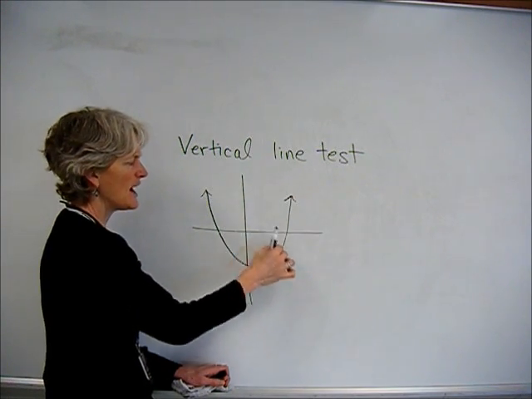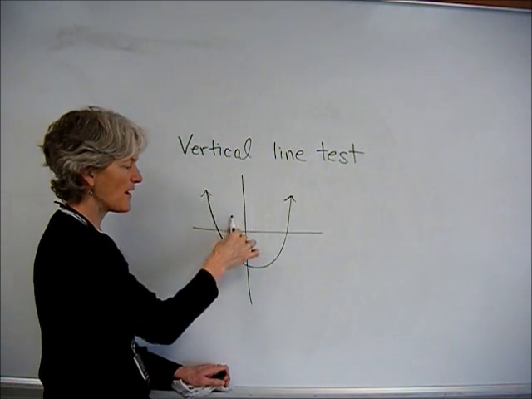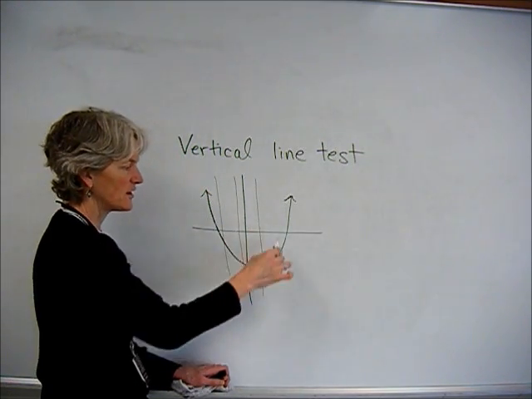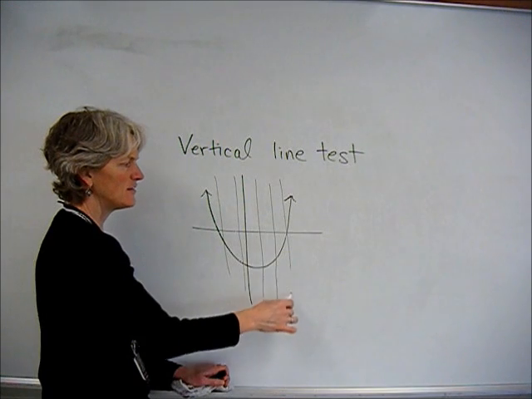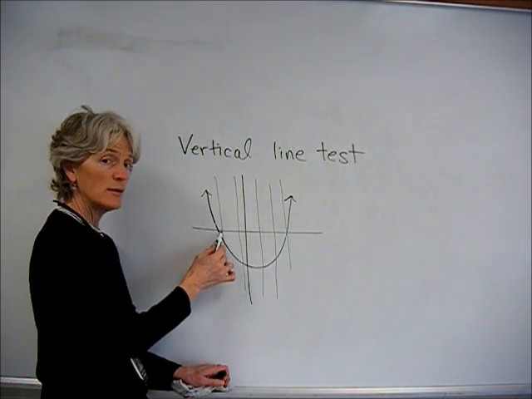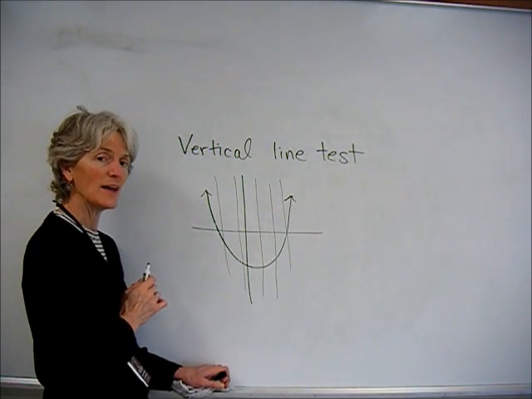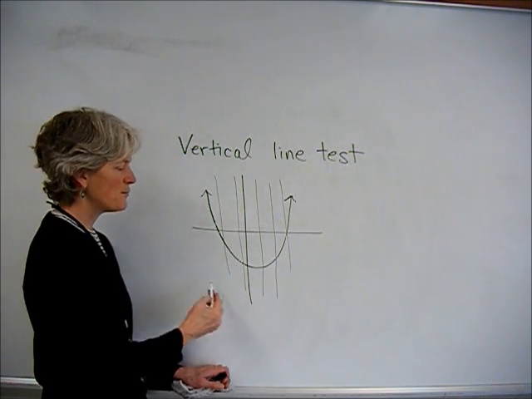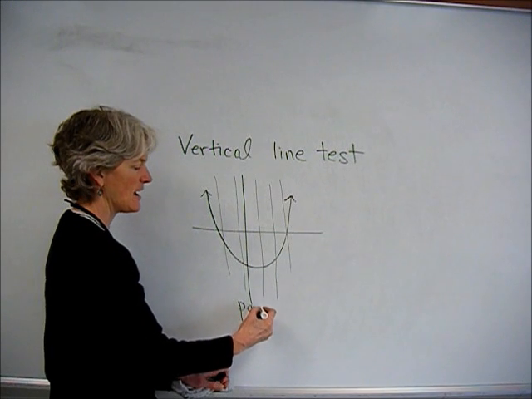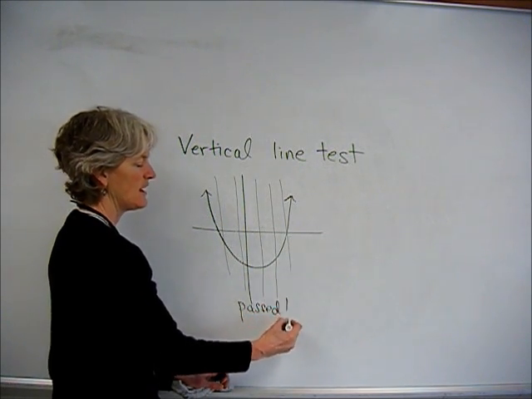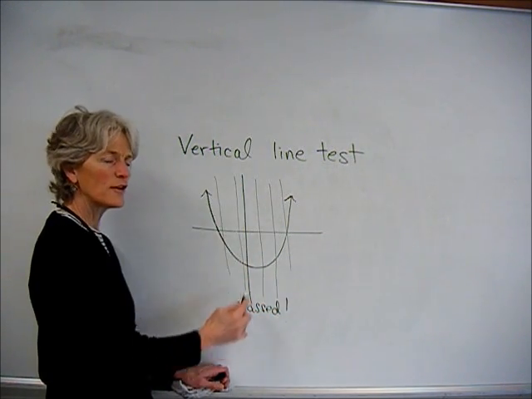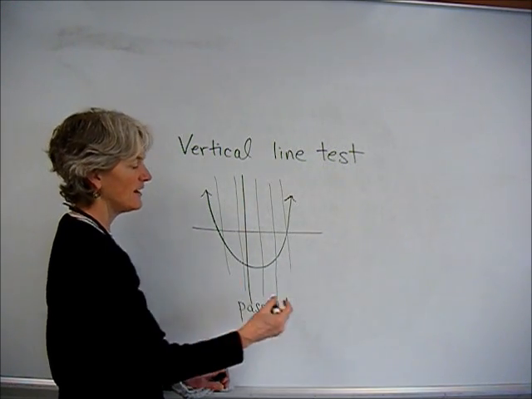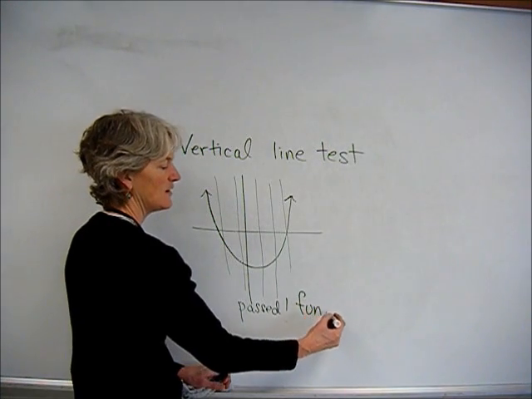If my vertical lines just go through this graph once for each vertical line, that means that each x value just has one y value, and that means it is a function. This passed the vertical line test. In other words, wherever I drew a vertical line, it just touched the graph in one place per line. That means this is a function.